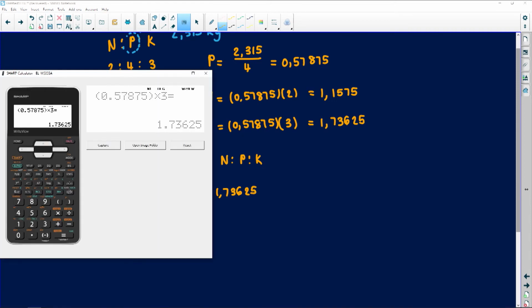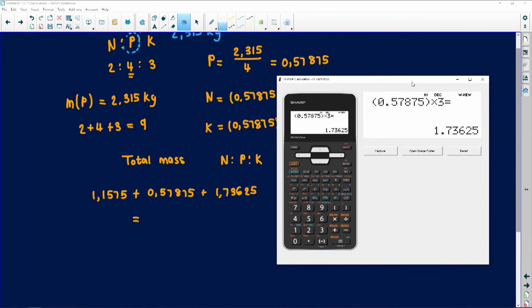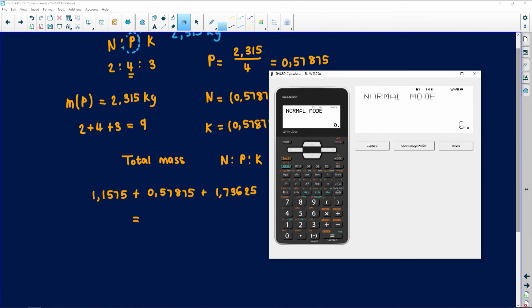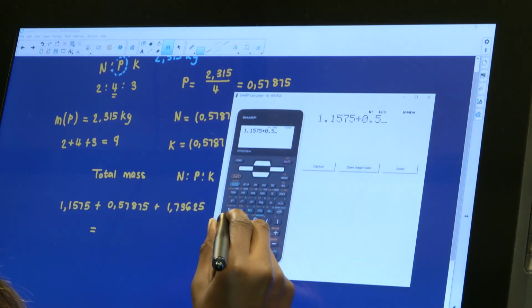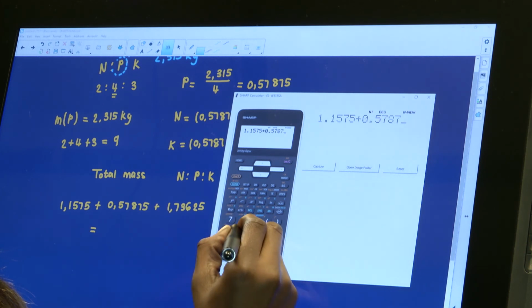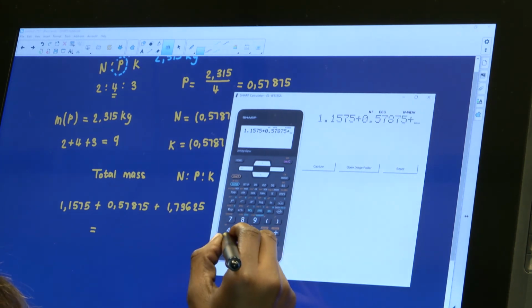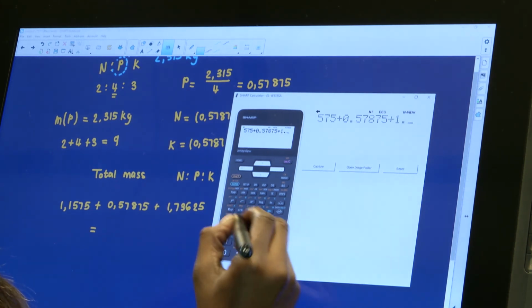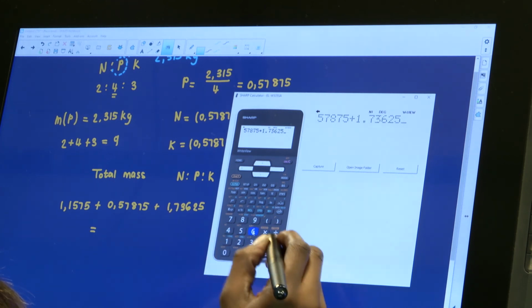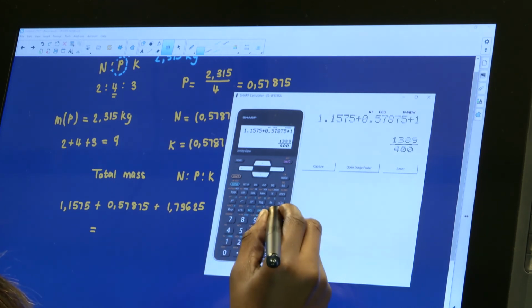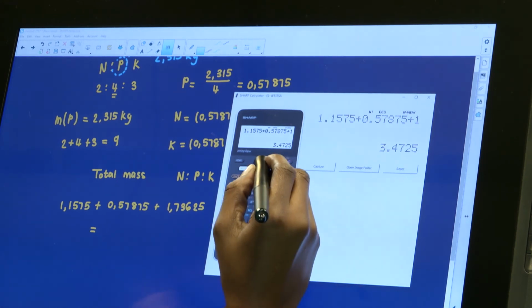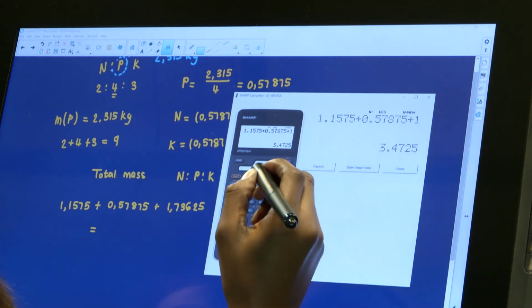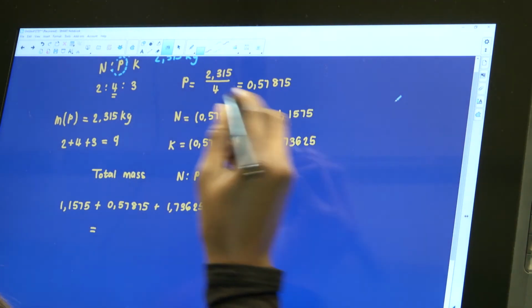We are almost there. Not the final answer, but almost there. The first one is 1.1575 plus 0.57875 plus. The last one is 1.73625. And then I get that answer. Let me see if I'm adding it wrong. I just want to add this one quickly here.